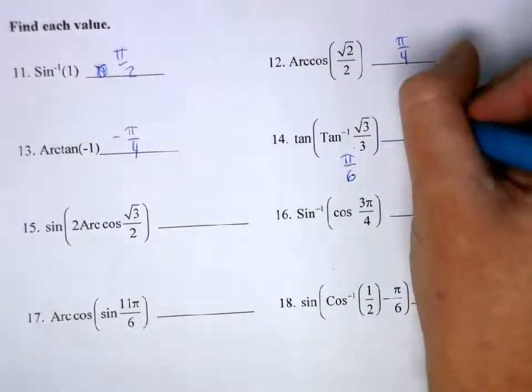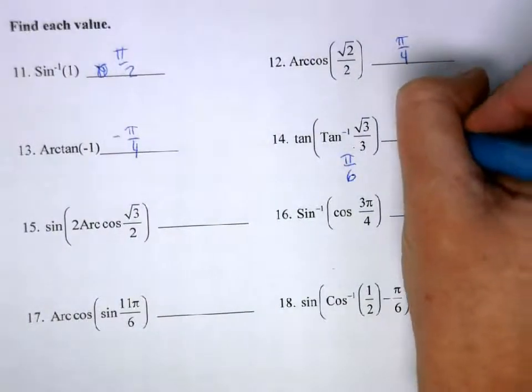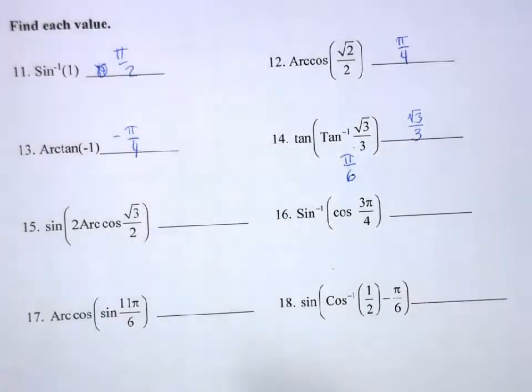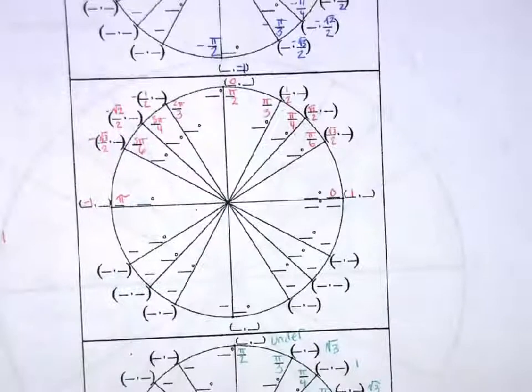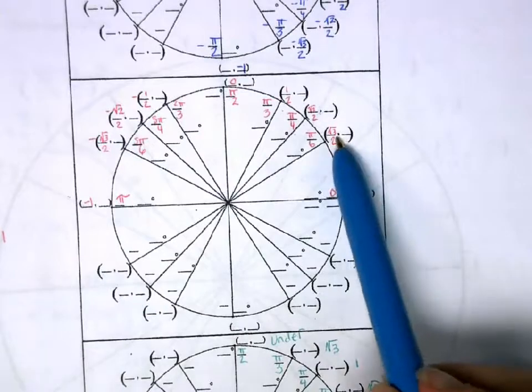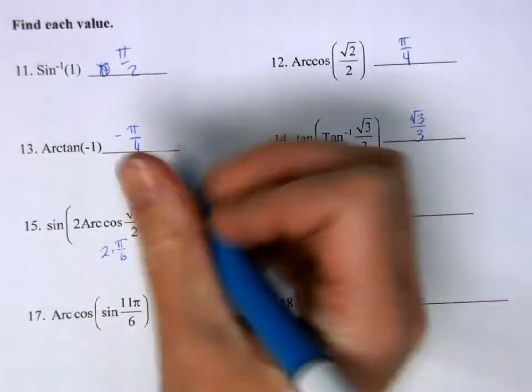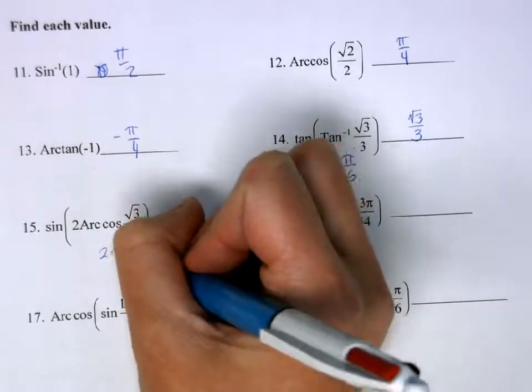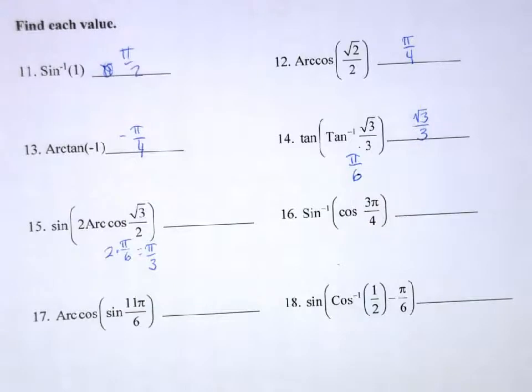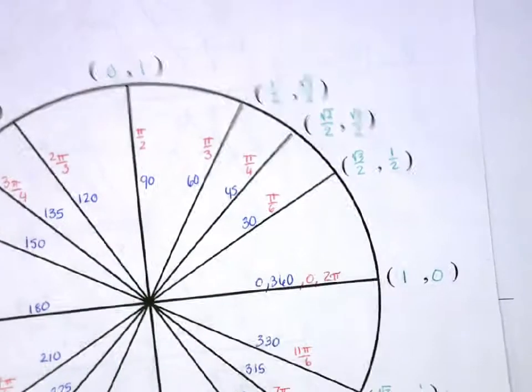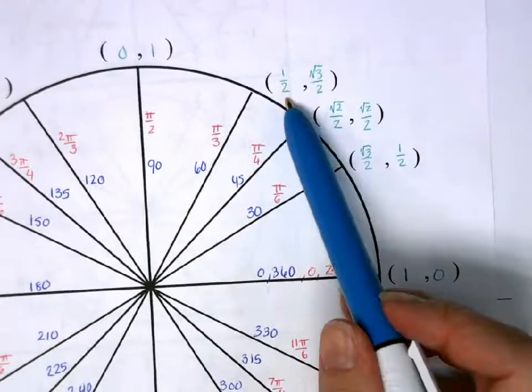Okay, arc cosine root 3 over 2. So we're going to go to our cosine, find where x is root 3 over 2, which is at pi over 6. Multiply that by 2 is pi over 3. And then we want the sine of pi over 3. So that we would use our regular unit circle. So our y value at pi over 3 is root 3 over 2.